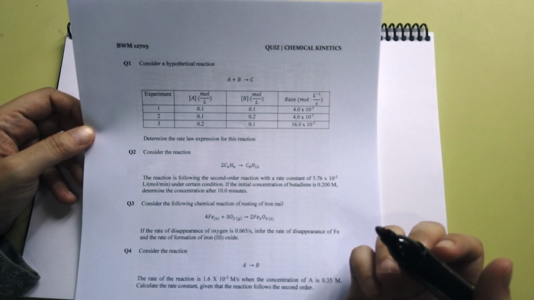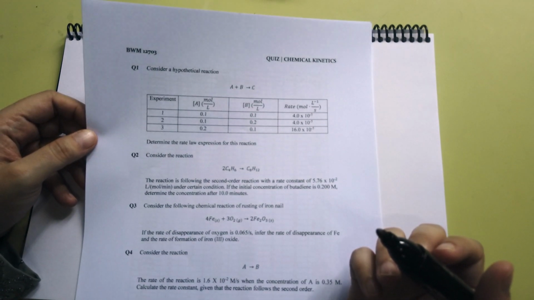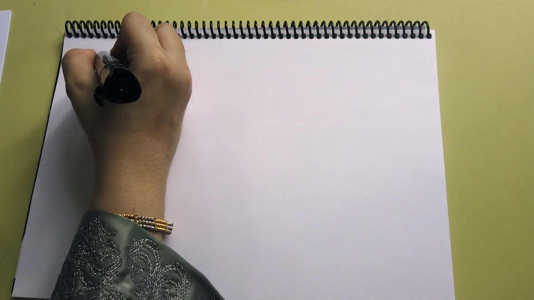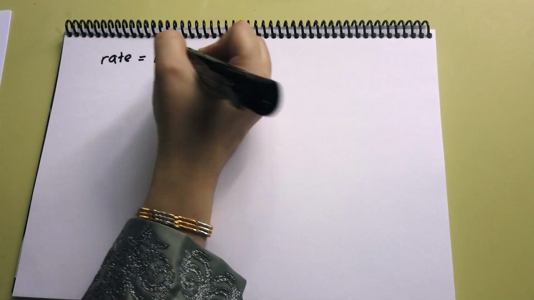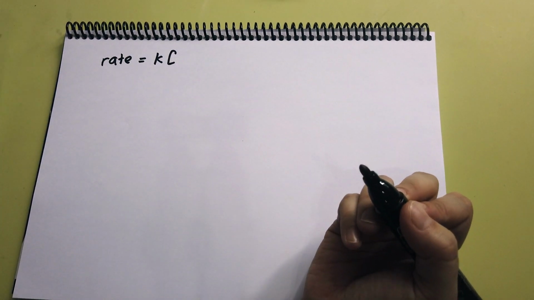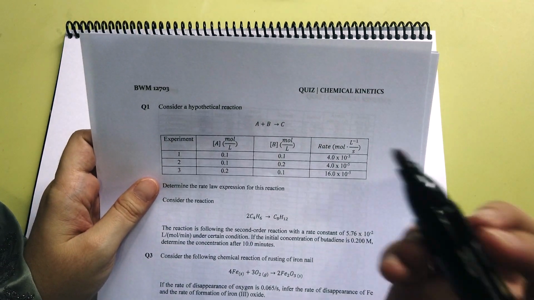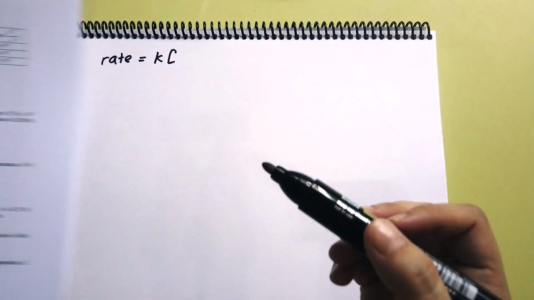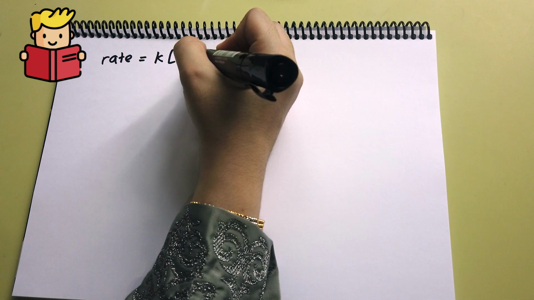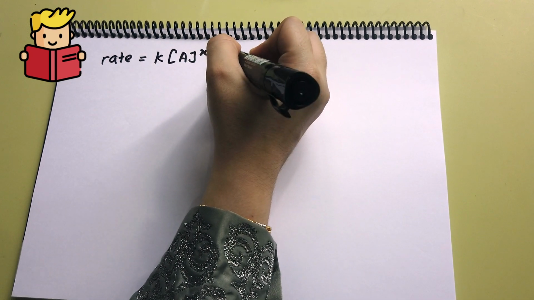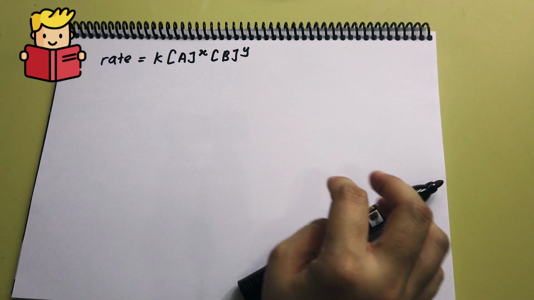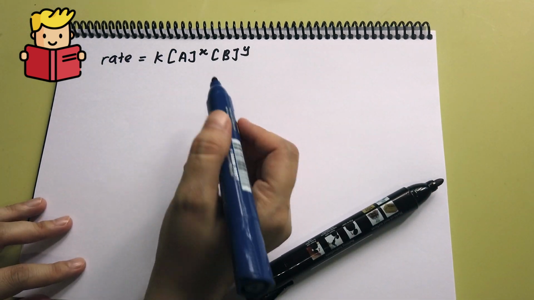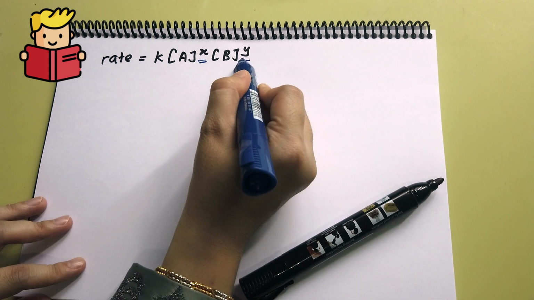So when you want to know the rate law, you should write a rate law equation first. So rate is equivalent to k times the concentration of your reactants. In this case, you have 2 reactants, A and B. So reactant A to the power of X times reactant B to the power of Y. From here, you will need to calculate the value of X and the value of Y.